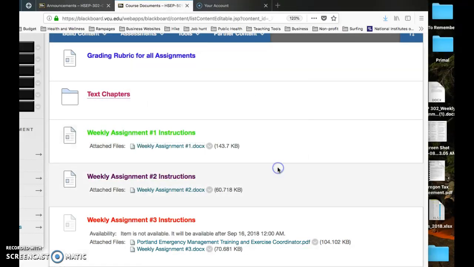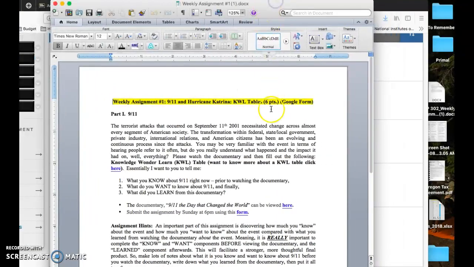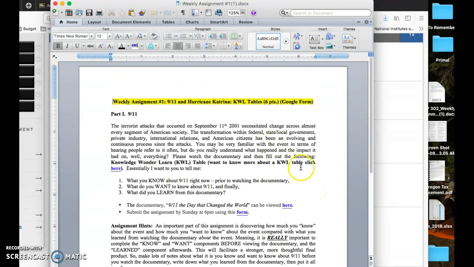What you will do here is essentially you are looking at two documentaries. You're looking at one on 9/11, 9/11: The Day That Changed the World, and you're looking at one on Hurricane Katrina. Now, to do these, you are using a template, if you will, for each of these documentaries. So there's two documentaries. This is due together via Google form on Sunday of next week. So this is due Sunday.